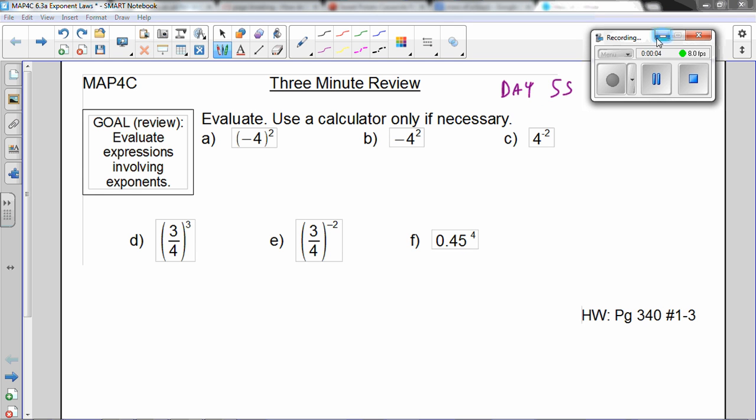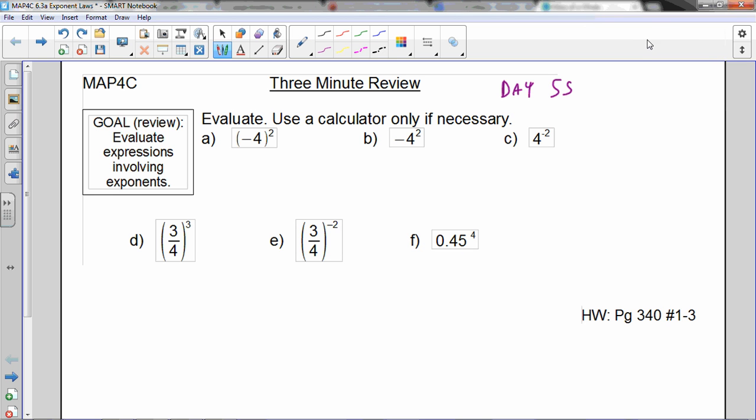Right, welcome to day 55. This is lesson 6.3a, the first day of exponent laws, which should be review. And then we'll have another day which will feel like new stuff, but it's all based on these basic exponent rules. And it says in the 3-minute review here, this is review, which means old stuff.